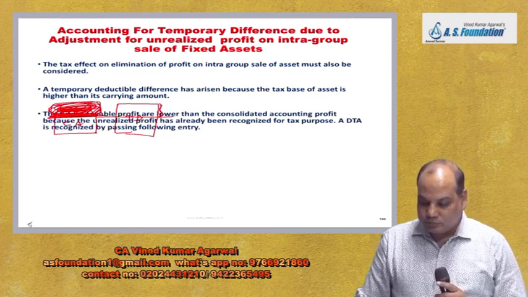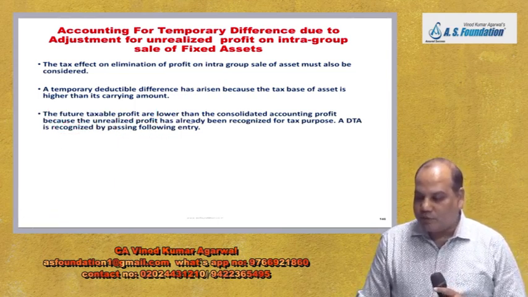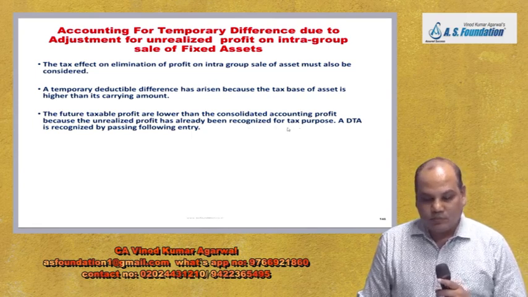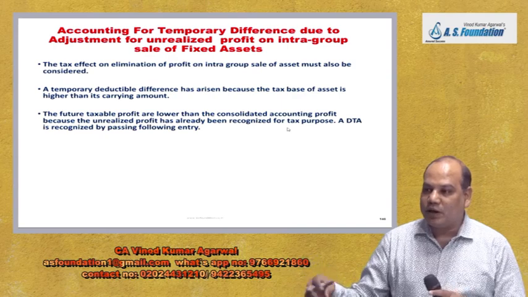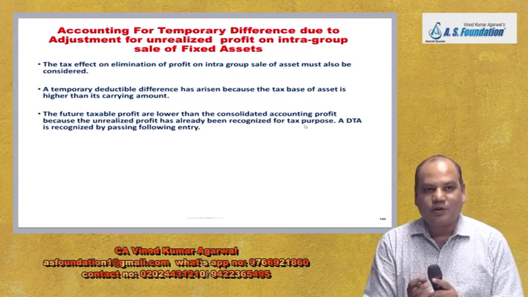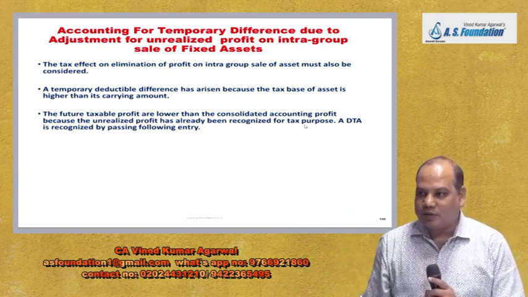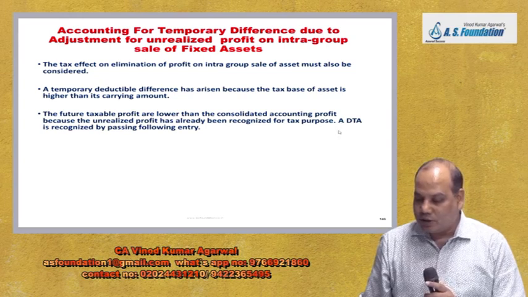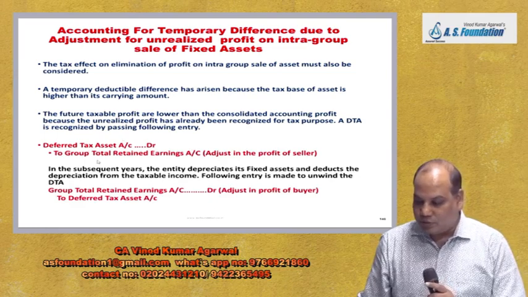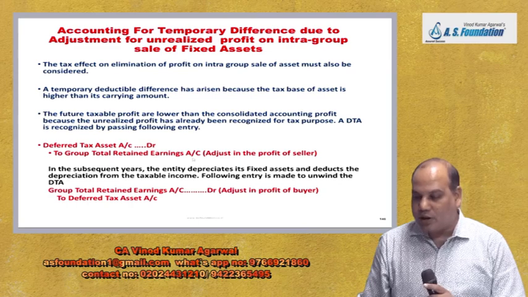Okay. The future taxable profits are lower than the consolidated accounting profit because the unrealized profit has already been recognized for tax purpose. The seller has already offered the sale of that asset for tax purpose. Here only for accounting purpose we are removing that unrealized profit. Government has already charged you the tax. In future you don't have to pay tax. So DTA entry is recognized. DTA account debit to group total retained earning account. And I have written one note, adjust in the profit of seller.